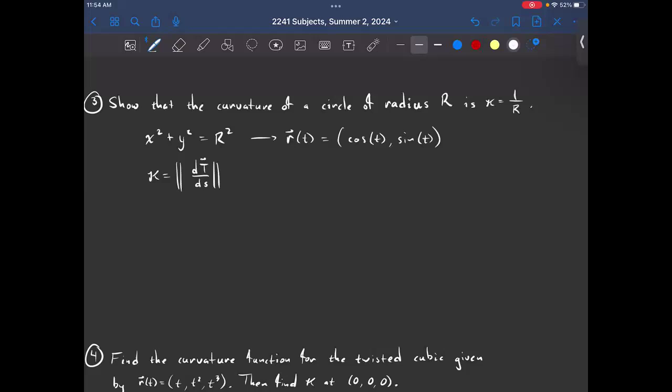Okay, so that means that we need t, and we need it written in terms of s. All right. The other thing that we can do is rewrite this as norm of dT with respect to t divided by ds/dt. And this is convenient because ds/dt is just the norm of r prime.